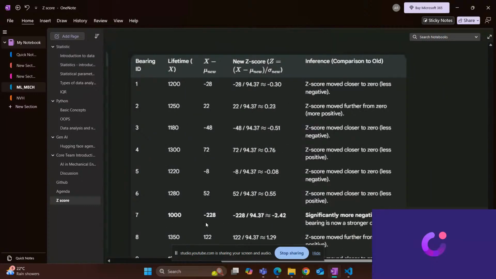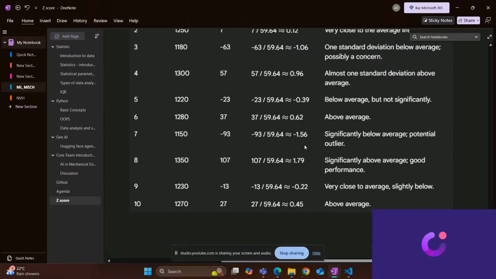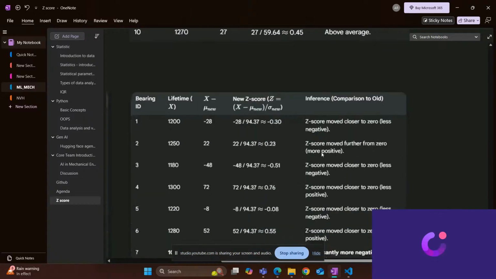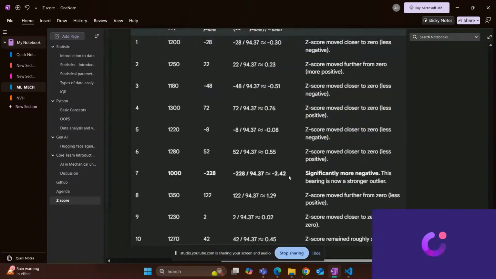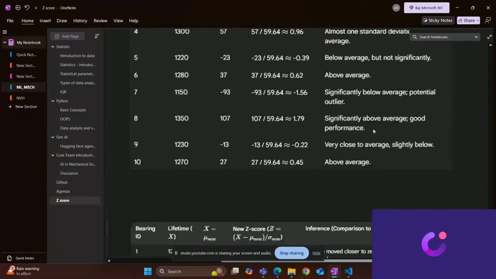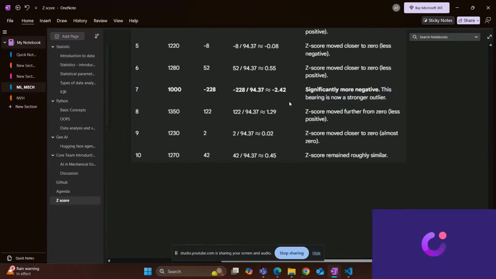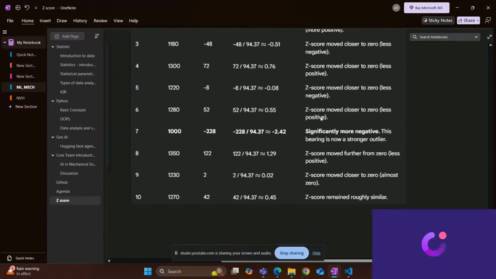Now, since 1000 has changed, it is significantly negative. Earlier it was roughly minus 1.56, almost minus 1.5 sigma. Now it is almost 2.5 sigma, something like that. It's a strong outlier now. Earlier it was more like just a concern. Now it is purely an outlier, and you can directly identify that the operation.